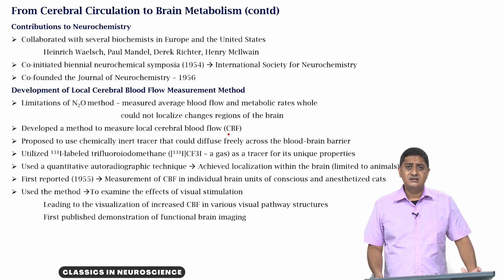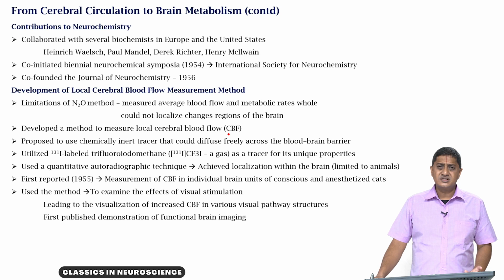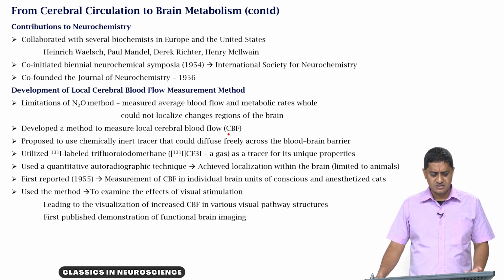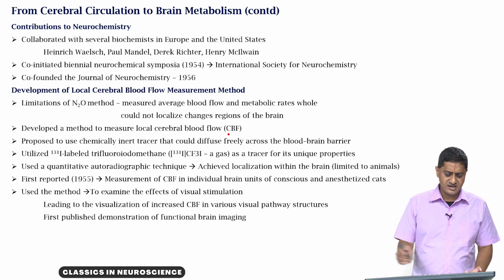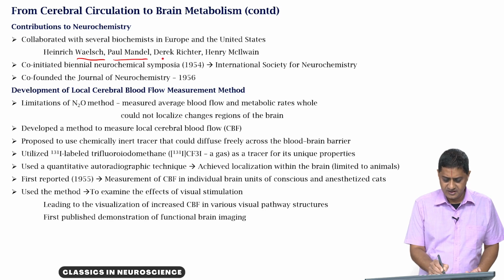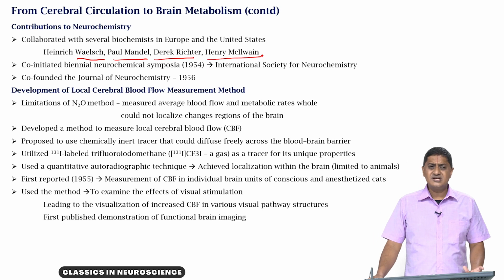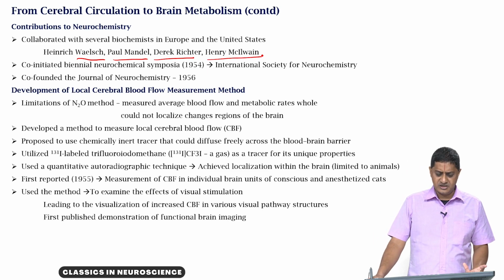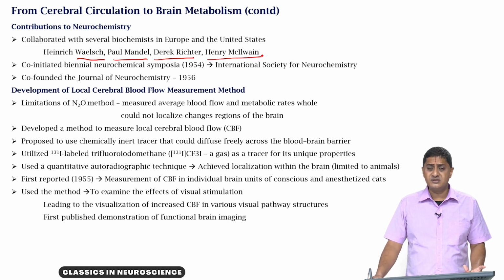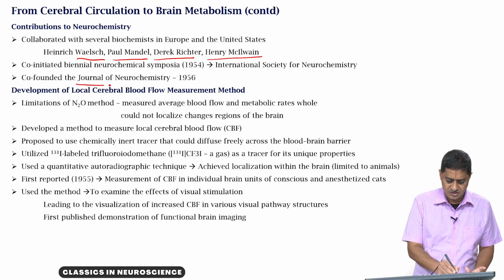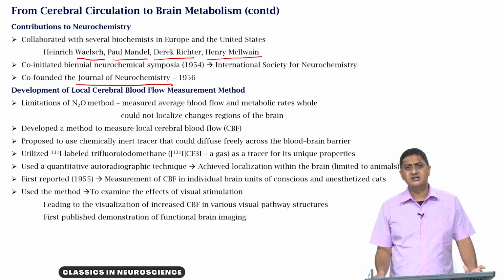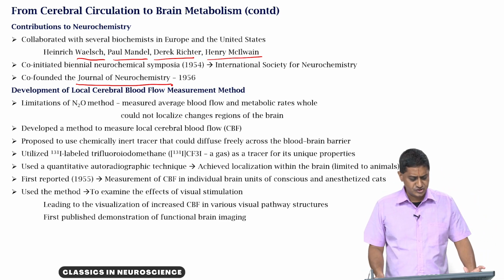Of course, Seymour Kety also studied neurochemistry and contributed a lot to it, because he collaborated with several biochemists in Europe and in the United States, such as Heinrich Waelsch, Paul Mandel, Derek Richter, and Henry McIlwain. He essentially co-initiated neurochemical symposia, helped found the International Society for Neurochemistry and the Journal of Neurochemistry, and was also instrumental in the formation of the International Brain Research Organization.